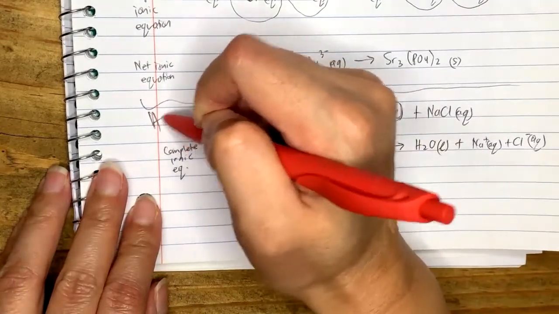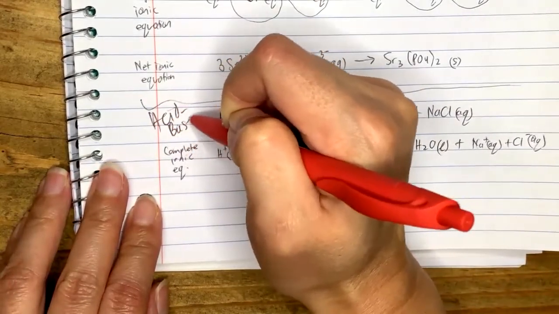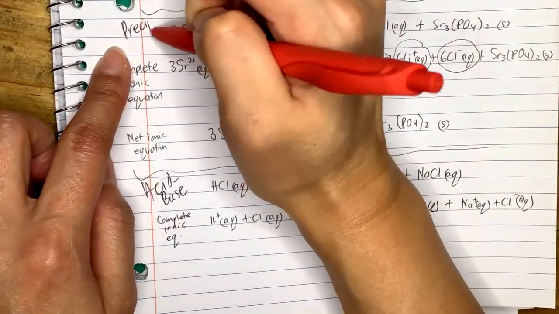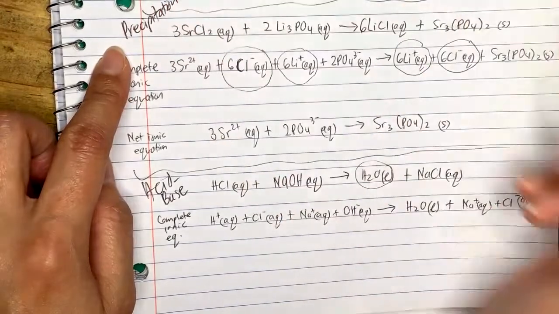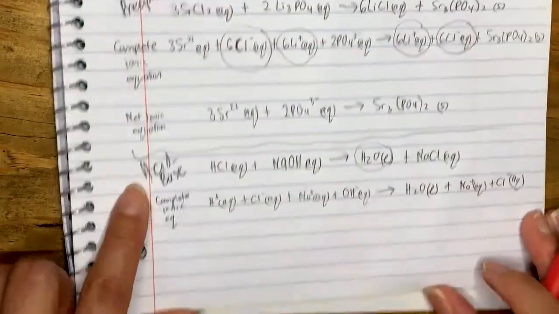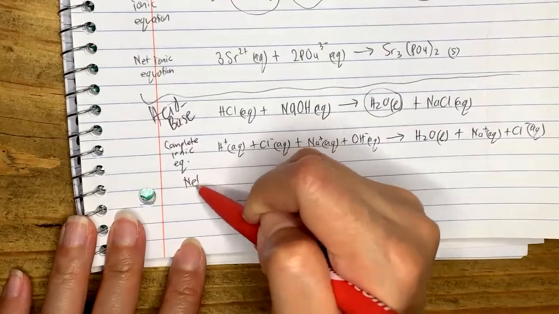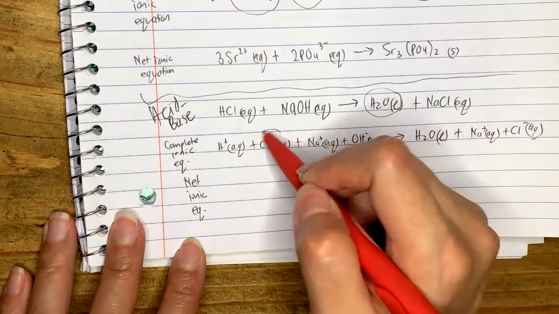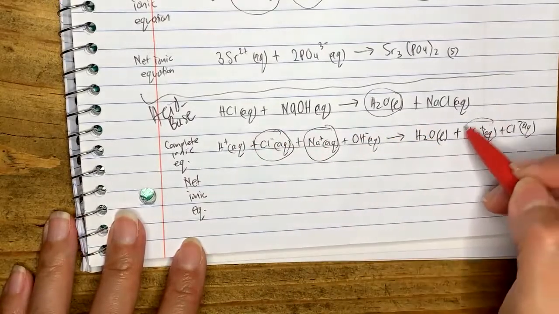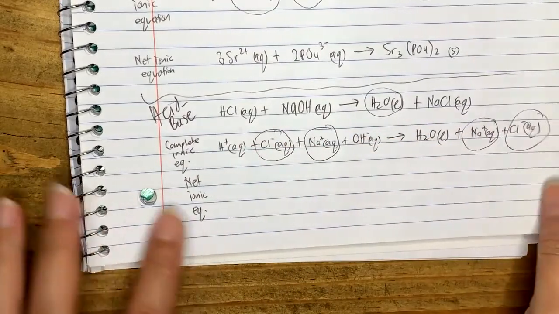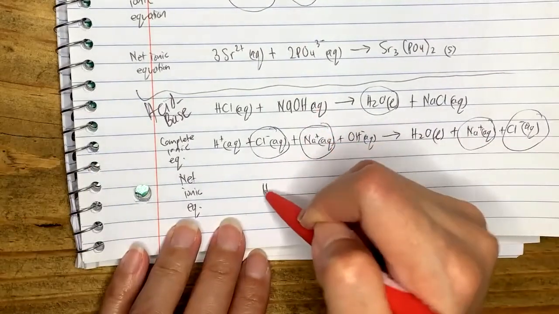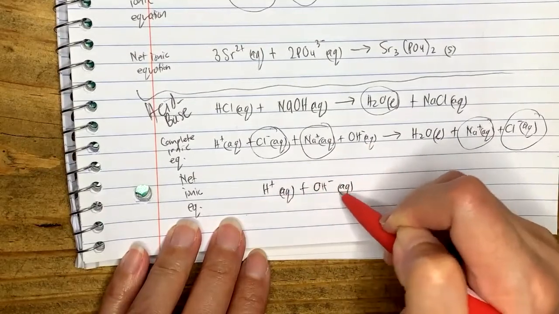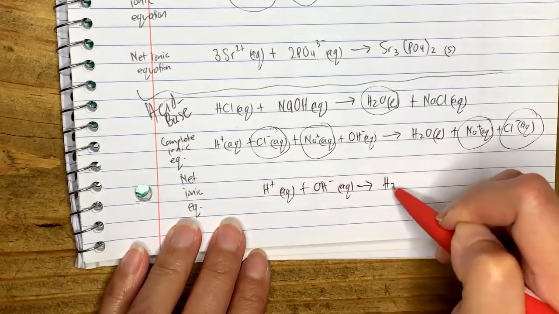So this is acid-base. This one up here was precipitation. So let me write it out. That's the second category here. Now, when you do the net ionic equation, you literally remove the NaCl, because those are your spectator ions, they didn't change. So it's H plus plus OH minus goes to H2O here.